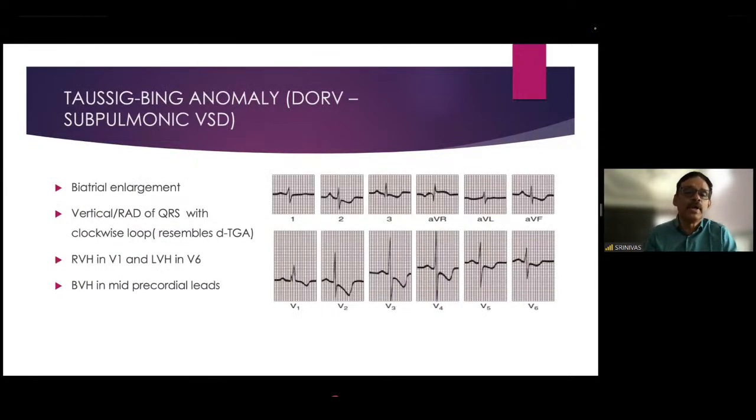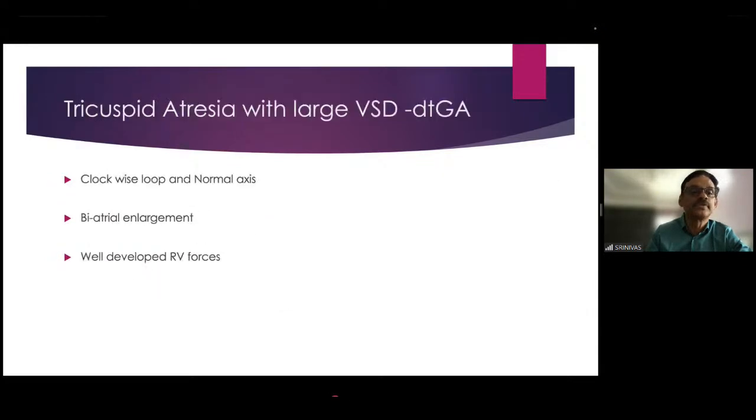Now, DORV with subpulmonic VSD is similar to DTGA physiologically. So here again, there will be a large subpulmonic VSD, so on ECG you expect it to show in a similar way as an isolated VSD will show.